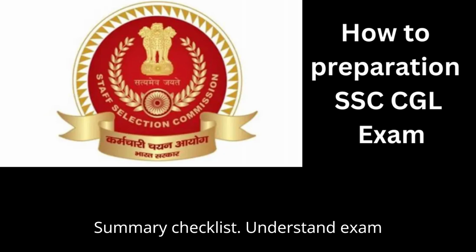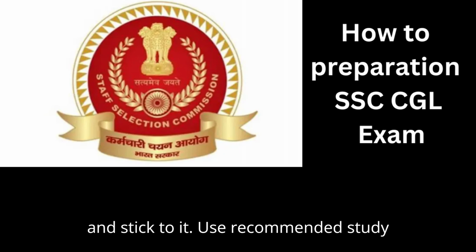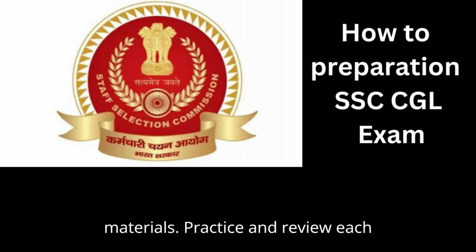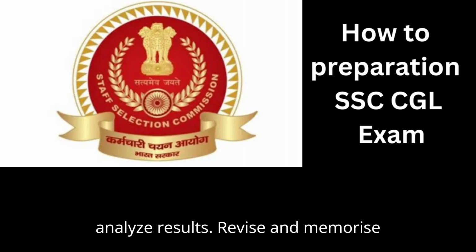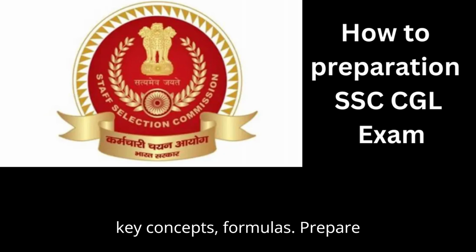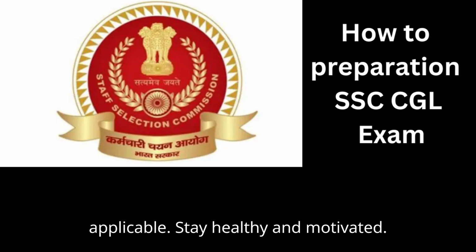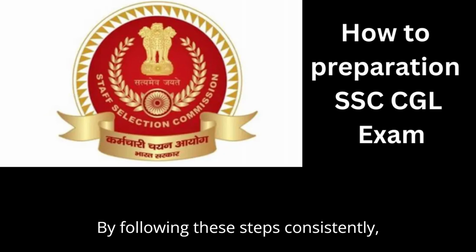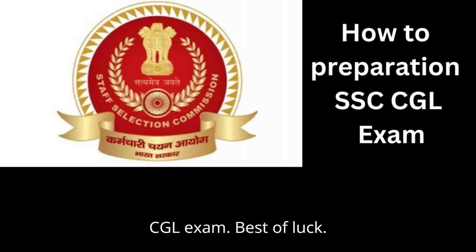Summary checklist. Understand exam pattern and syllabus. Make a study plan and stick to it. Use recommended study materials. Practice and review each section. Take regular mock tests and analyze results. Revise and memorize key concepts and formulas. Prepare for descriptive and skill tests if applicable. Stay healthy and motivated. By following these steps consistently, you'll be well prepared to pass the SSC CGL exam.